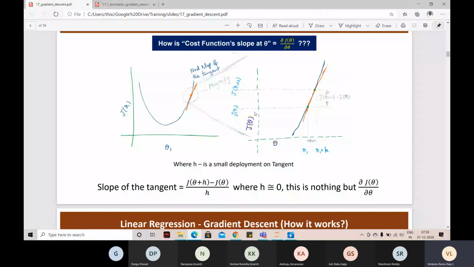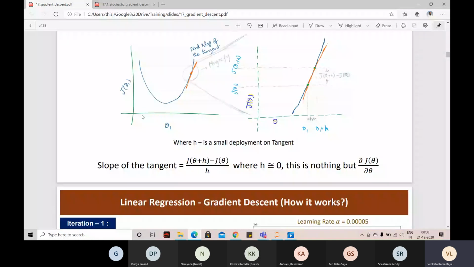When you calculate the derivative, or when you use the limit h tends to 0 formula, it is the same. So it is positive. When the number is positive, you need to reduce, because you are on the right side and you need to reduce and come to this place. On the left side, j of theta plus h is going to be lesser than j of theta. Theta is somewhere here, theta plus h is somewhere here, and j of theta plus h is going to be low.